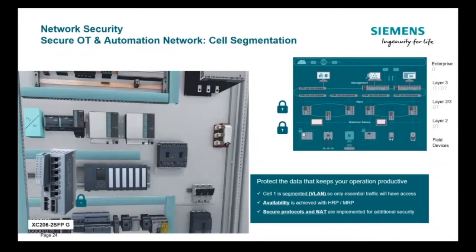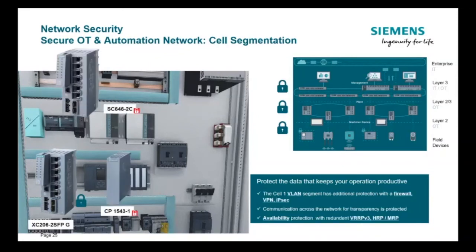Then we also have other devices like a CP card or an SC module that allows you to do firewall type devices. It might be a VPN tunnel to that layer. And there's also additional protections in these that you might be able to do, a layer 3 type routing firewalls or things of that nature.